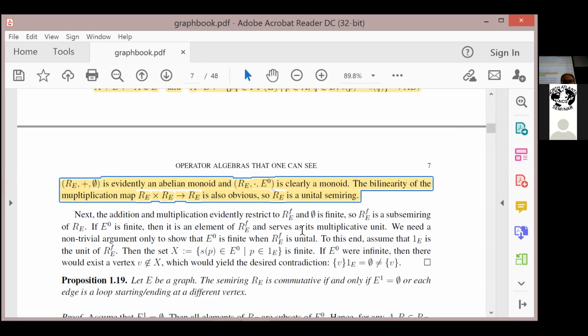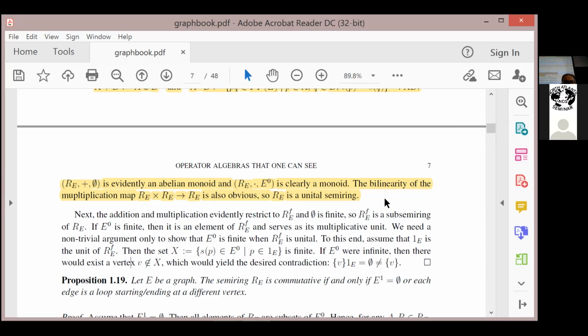Because what is a unital semiring? Well, you have to have two monoids, one is abelian, the other not necessarily, and then they have to be compatible in the sense that the multiplication map, so the multiplicative, not necessarily abelian monoid structure, has to be distributive, bilinear with respect to the monoid structure which is abelian. Okay, and then we have a unital semiring.